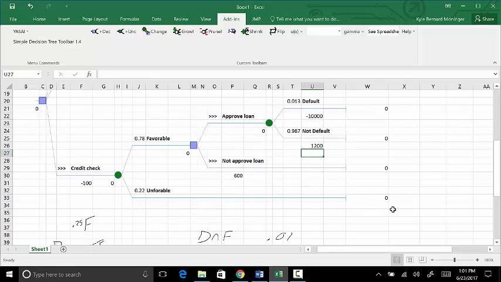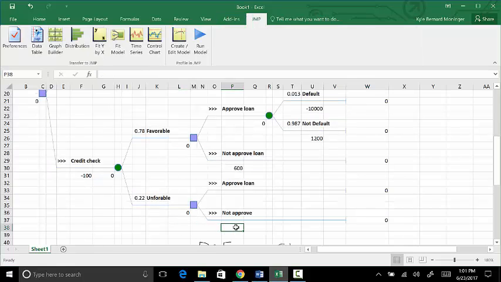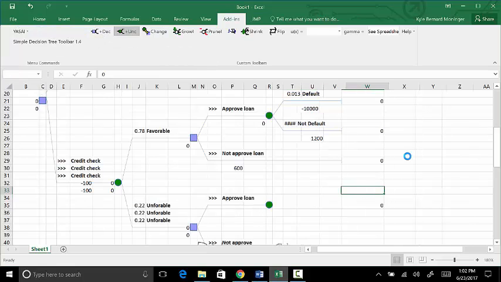Now let's go down to an unfavorable recommendation. I still have a decision to make. I can decide whether to approve the loan or not. If I don't approve the loan, I invest it into the bonds for $600. If I approve the loan, then I'm taking a chance on whether they default or not default.